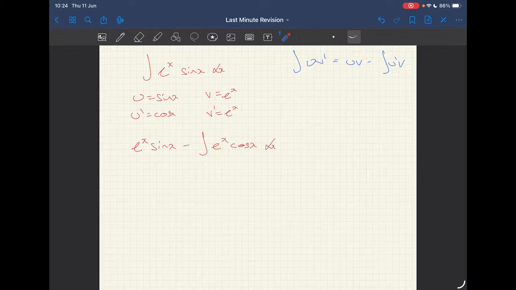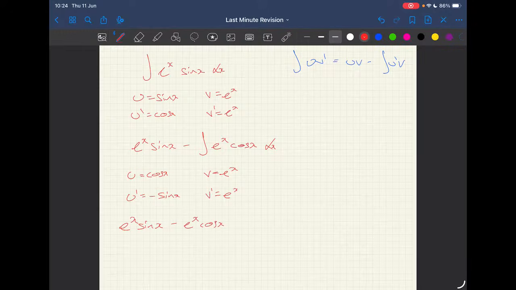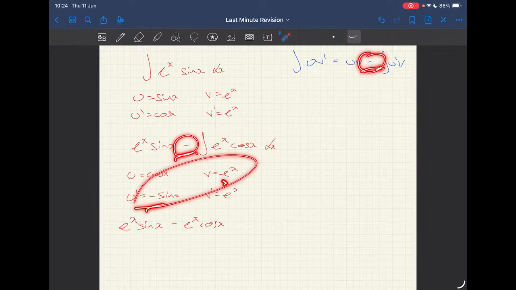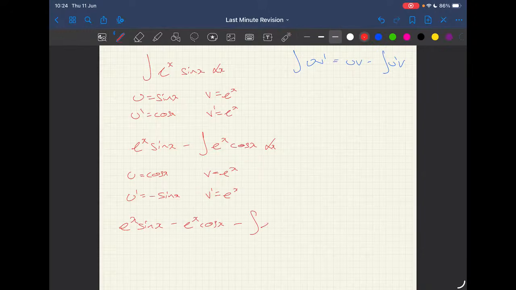This is very similar, isn't it? What we've put out here is very similar to what we started with. So let's just do the same thing. U can be cos x, u dash therefore will be minus sine x. V dash is e to the x, and v will also be e to the x. So doing this again, e to the x sine x, take away the uv, so take away e to the x cos x. And now we need to take away the negative of these bits. So we've got 1, 2, 3 negatives, which makes a negative. The integral of e to the x sine x. This thing is what we're looking for.